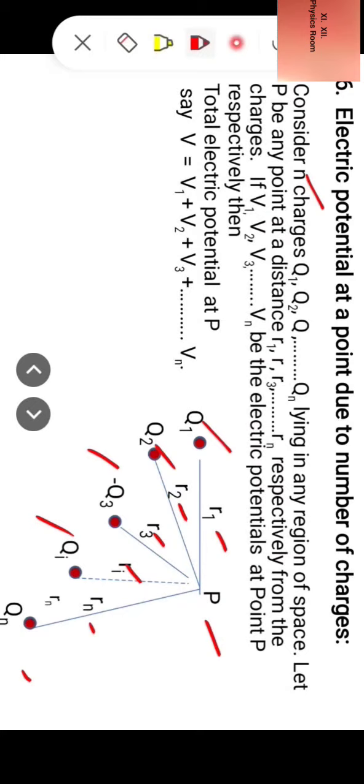If V1, V2, V3, Vi, Vn be the electric potentials at P respectively, then the total electric potential at P would be, say, V equal to V1 plus V2 plus V3 plus so on Vi plus so on Vn. Okay, so it is an algebraic sum. You can add up because electric potential is a scalar quantity. It's easier to deal with electric potential.